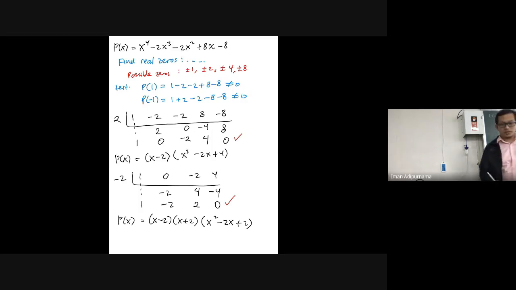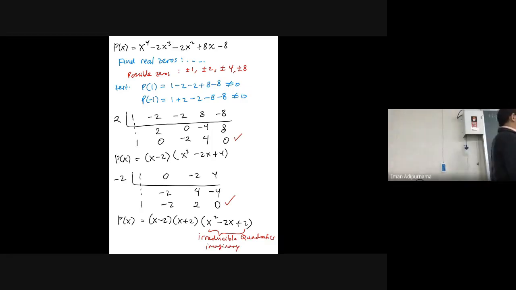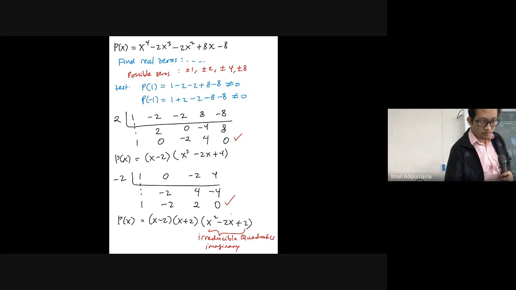So we say that this part is an irreducible quadratic. It's imaginary because if you draw the graph, it's not having any roots, right? If you draw, the easiest way to draw is changing the form into this form.